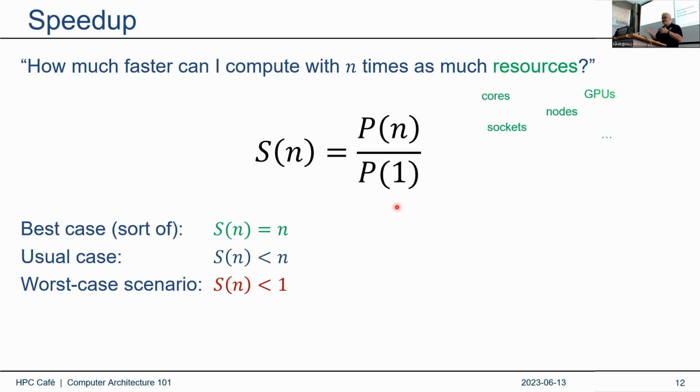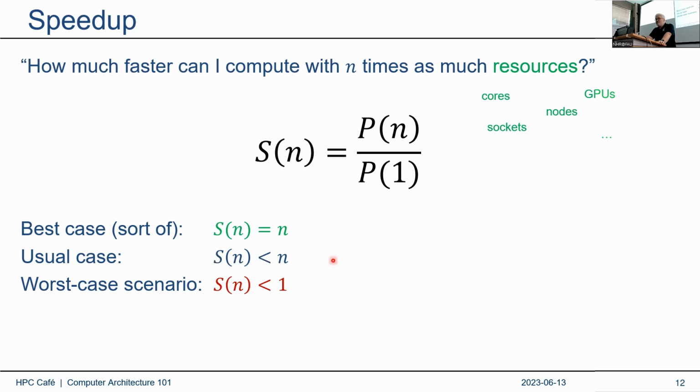Now, of course, in this metric, there are simple boundary cases that we can easily identify as good or bad. So the best case, of course, is if the speedup with n times as much resources is just n. That's a scalable program. N times more cores, more nodes, more GPUs, n times more performance. 1 over n times the runtime, that's the best case. I said sort of because sometimes there are effects that can even lead to S of n being greater than n. But that's not a standard case. That's exceptional. So usually the best case is S of n equals n, perfect scalability.